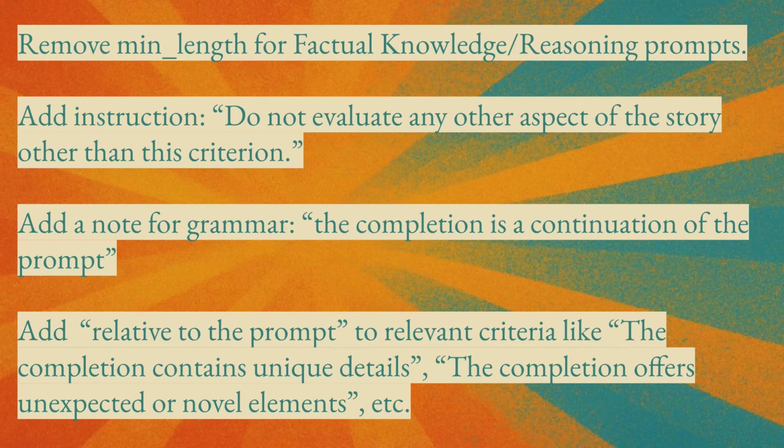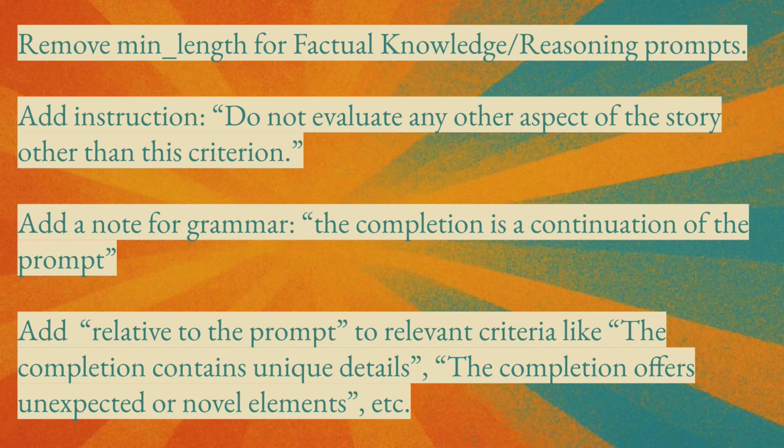Something that I think is going to help across the board, but especially in categories like context tracking and creativity, is adding the instruction, do not evaluate any other aspect of the story other than this criterion. So if it's evaluating criterion A within the same category, I don't want it to think about any other criterion, and I don't want it to think about any other category.